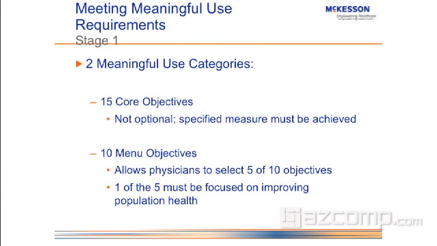The other thing, if you find some things in the specialty that really don't match those, there are ways to get out of those things. And I'll have a couple of examples while we're going through this. There are 10 menu objectives here. With the menu objectives, once again, you get to pick 5 out of those 10, and 1 out of those 5 must be focused on improving population health.